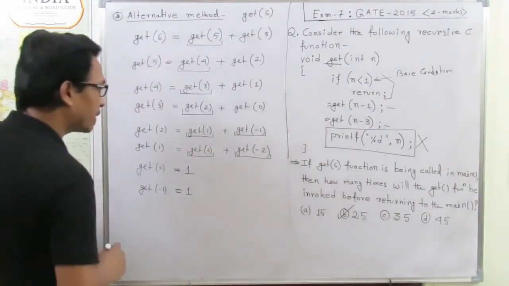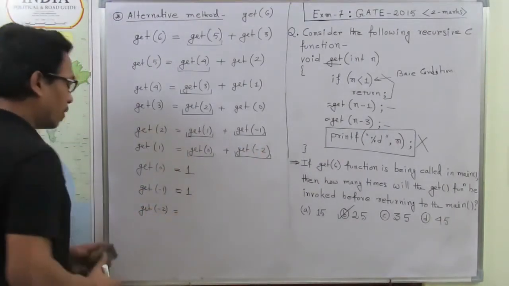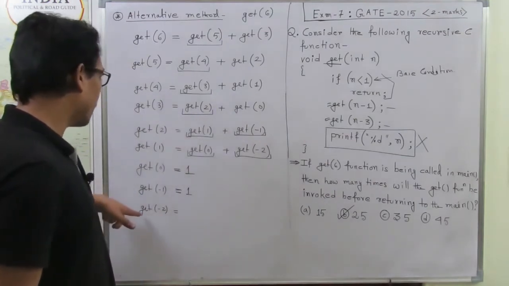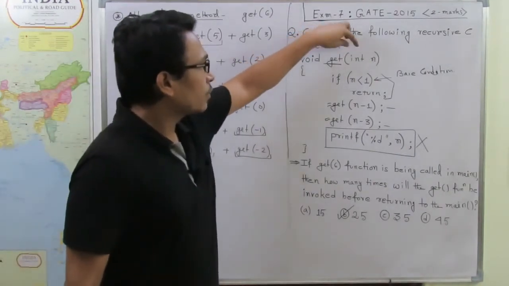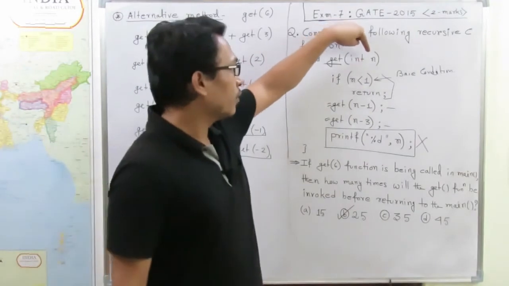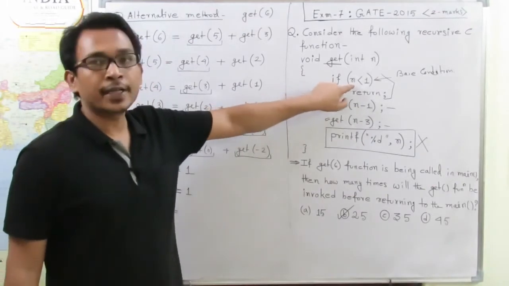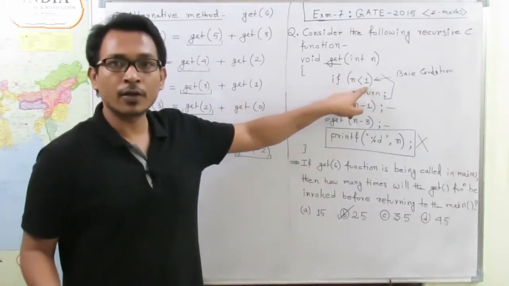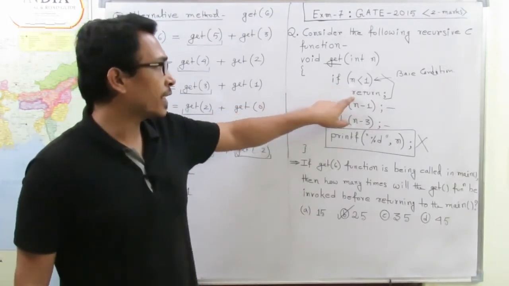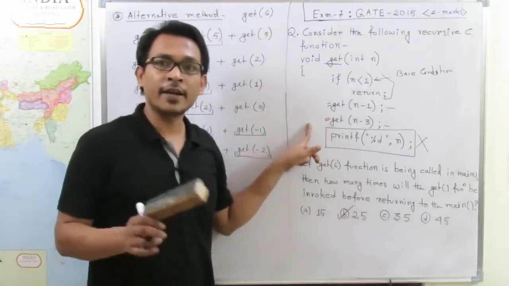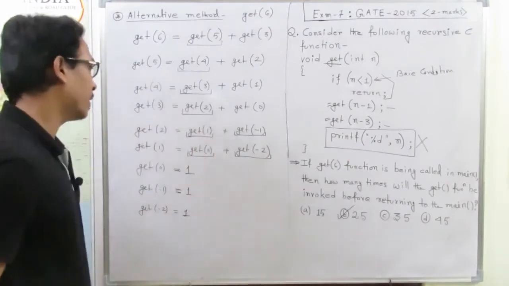One more we need to solve, that is get minus 2. Now what happened when we call the function get with parameter minus 2? Here, we call this particular function with minus 2 as the parameter. That means the value of n will be minus 2. Minus 2 less than 1. Is it true or false? Yes, it is true. That means this particular condition becomes true. So this return will execute. No more get function will be invoked. Only one get function is invoked. So here again we have only one.